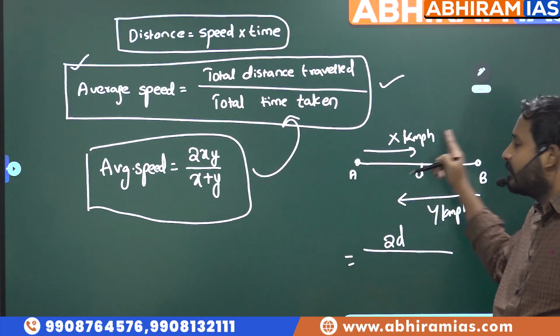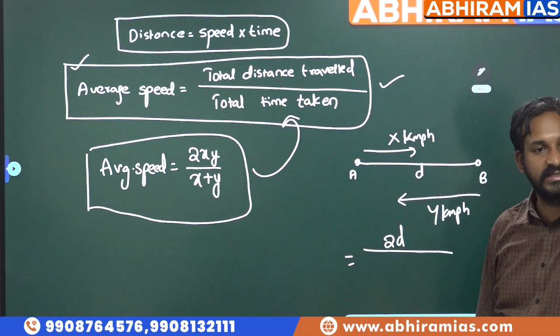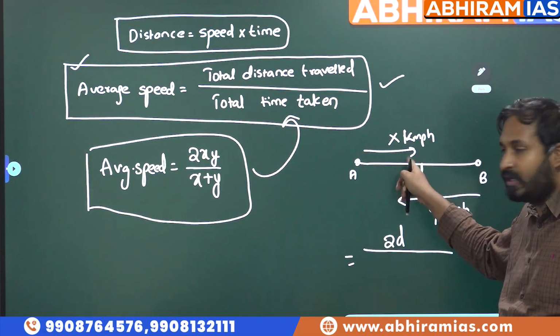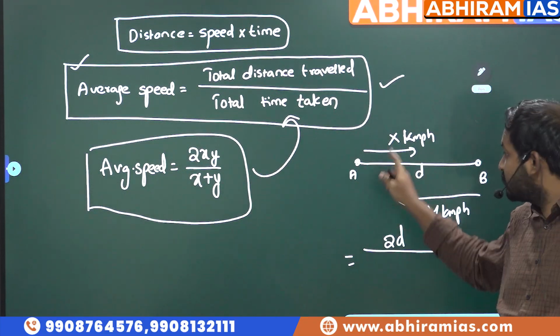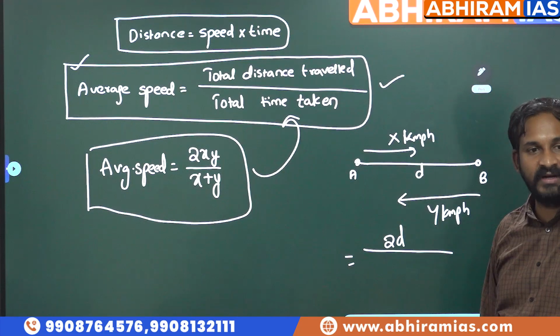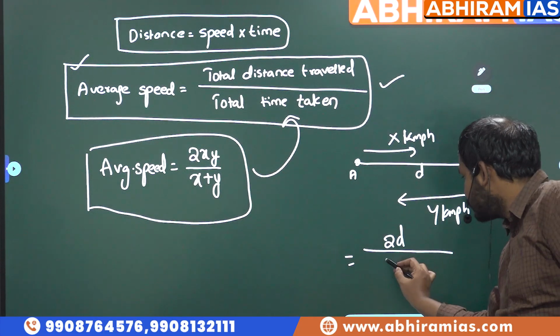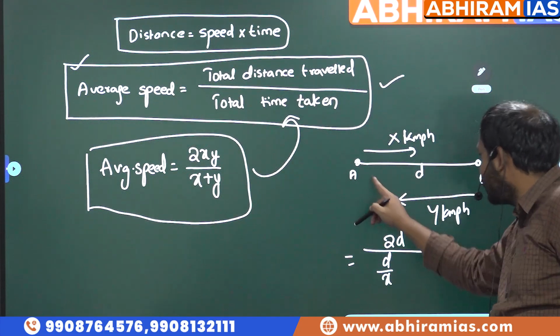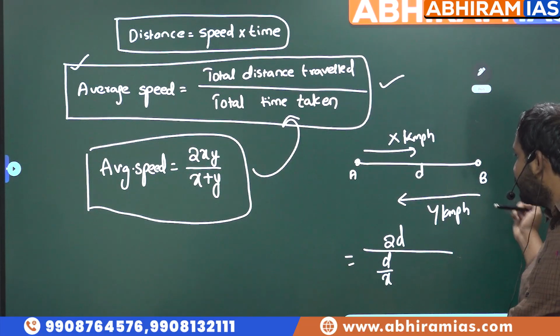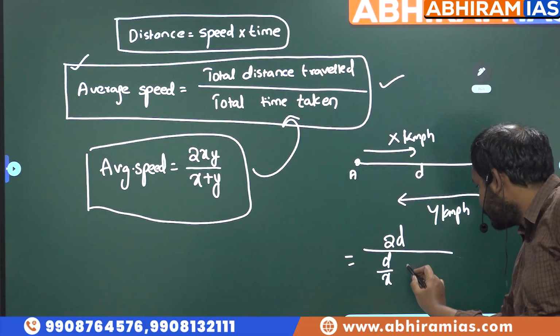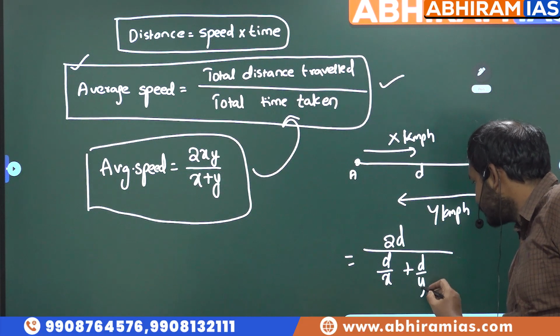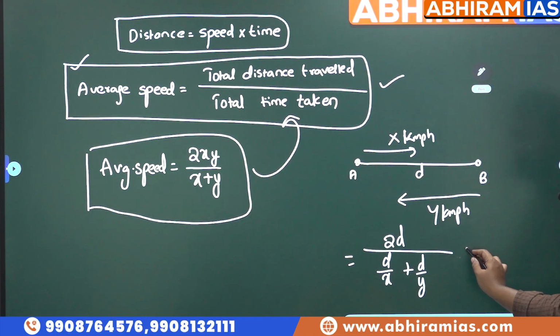What is the time taken by him to go to this place? Time formula is distance by speed. Actually, we don't have time here, but we have speed as well as the distance. What is the formula for time? Distance by speed. So d by x is the time taken to go. What is the time taken to return? d by y. So the total time is d by x plus d by y.